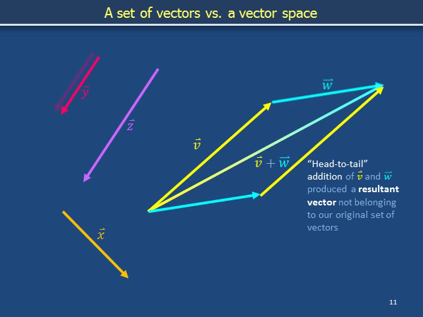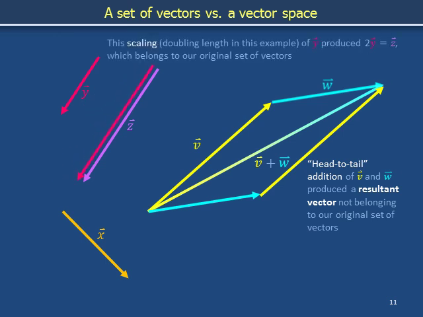Extending vector y produces a vector that equals vector z in direction and length. In this example, we doubled the length of vector y. This scaling of y produced 2y, which equals z, a vector belonging to our original set of vectors.